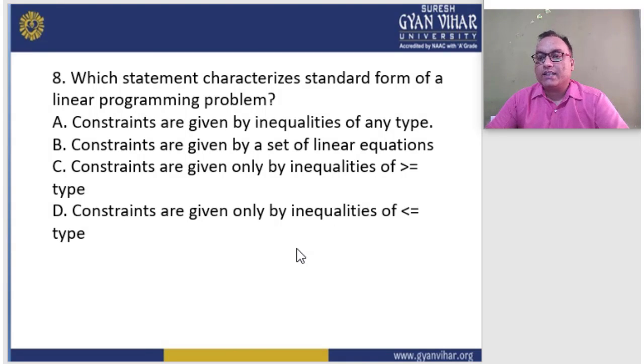Which statement characterizes the standard form of a linear programming problem? This is first A: the constraints are given by inequalities of any type, and constraints are given by a set of linear equations. Constraints are given only by inequalities of greater than or equal to type. And for the D option, constraints are given by inequalities of less than or equal to type. So the correct answer is here A. A is the correct answer.